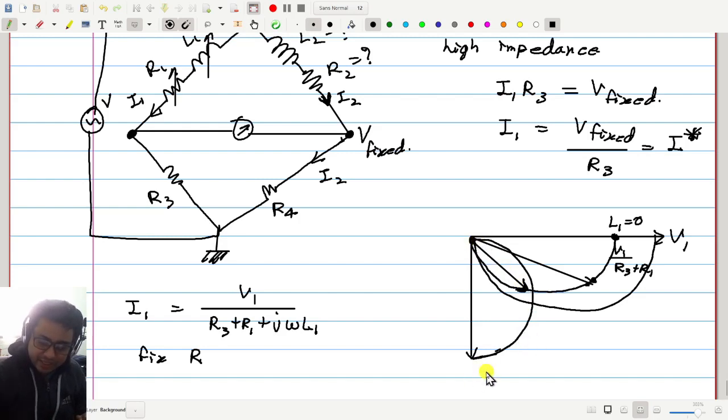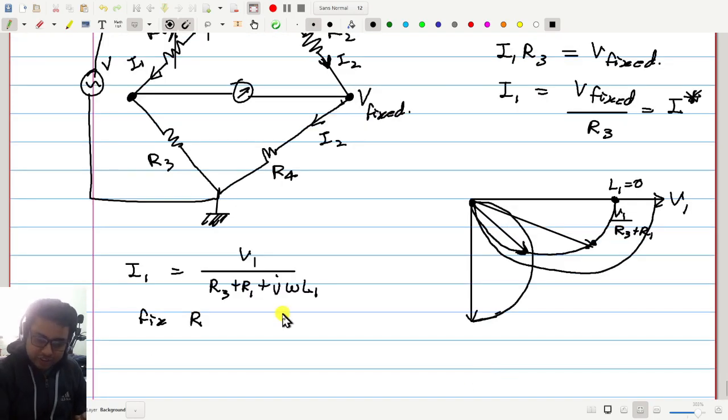And again, now if we start, so this curve is for fixed, what is fixed here?